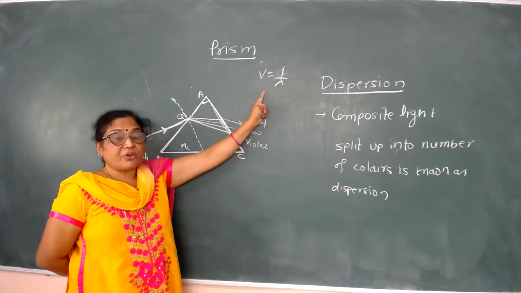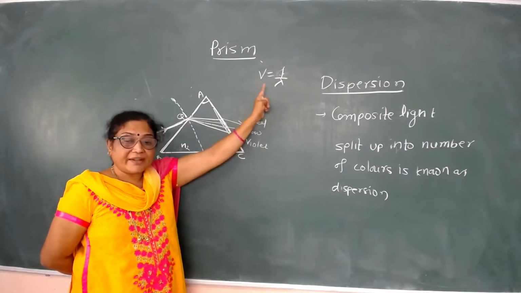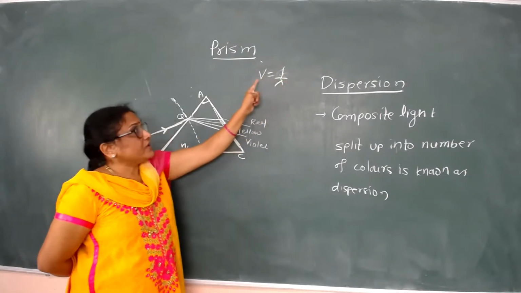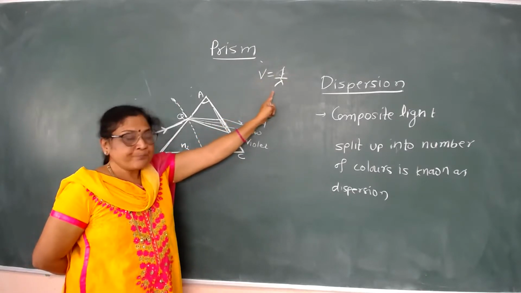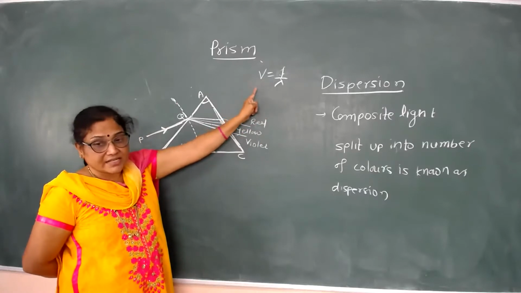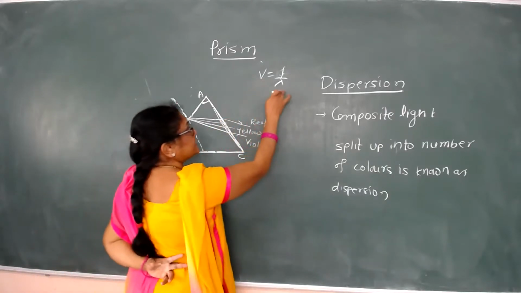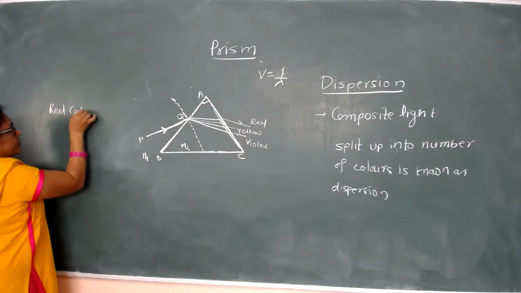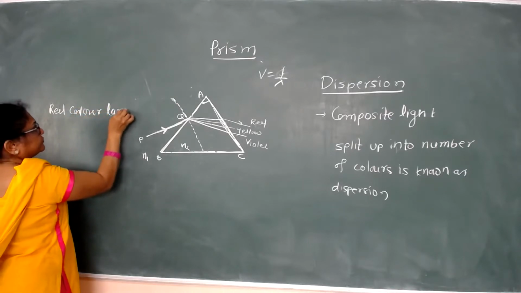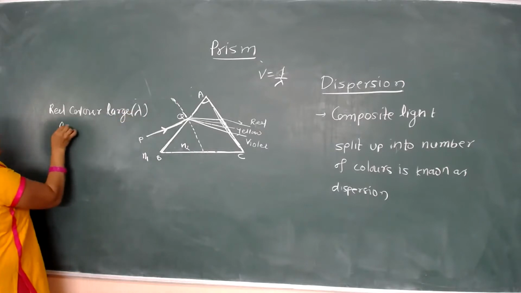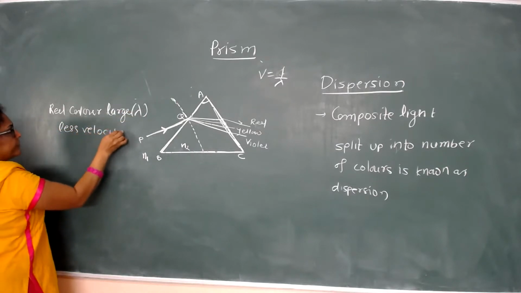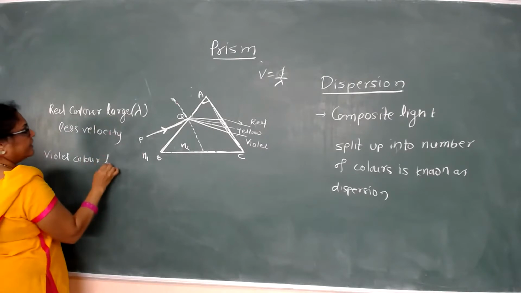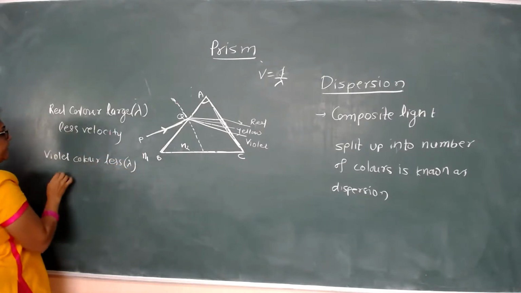We know that the wavelength of red color is large, which means the velocity of red color is less. Remember this point: velocity is inversely proportional to wavelength. When the wavelength is large, its velocity is less. So red color has a large wavelength and a less velocity, and violet color has less wavelength and a large velocity.